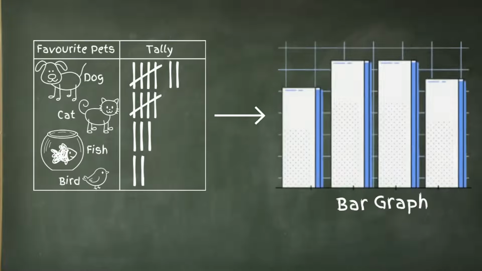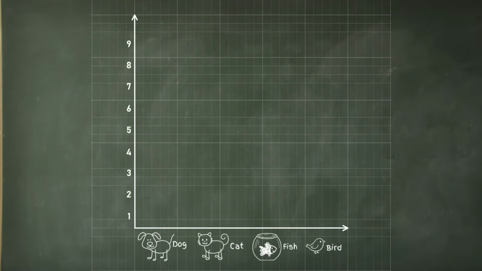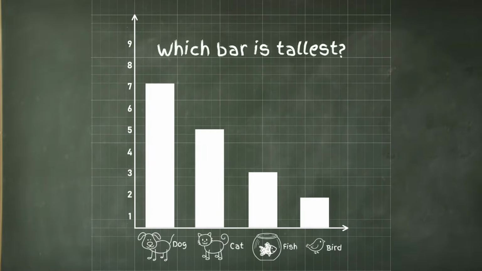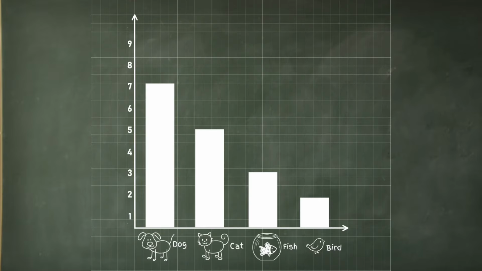Let's turn our numbers into a bar graph. Pets go on the bottom, numbers go up the side. Bars grow to match each number. Which bar is tallest? Dogs. That means dogs are the most popular pet. And the shortest bar? Birds. That means fewer kids chose birds.